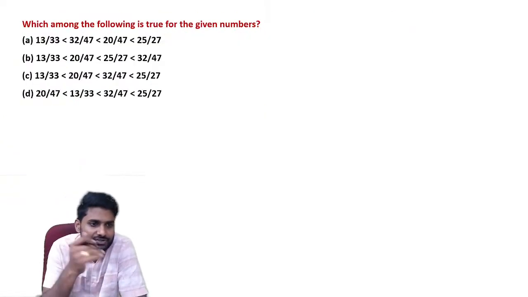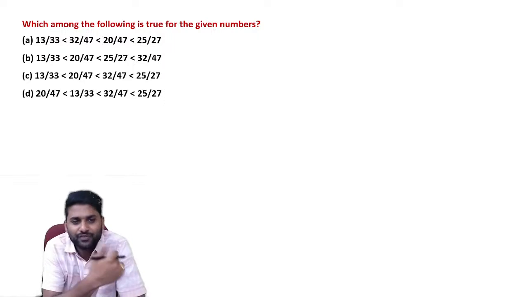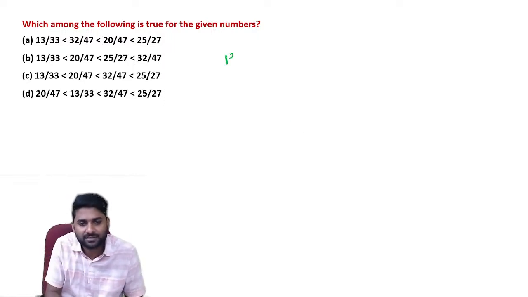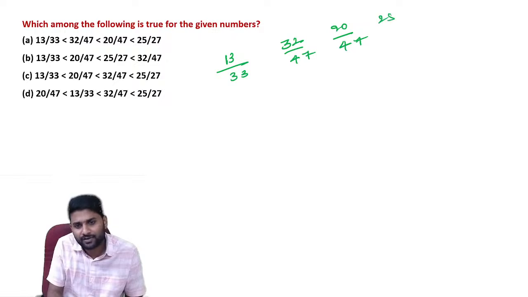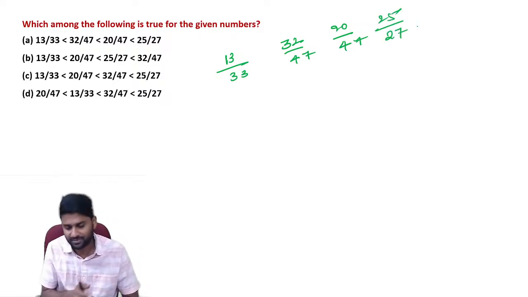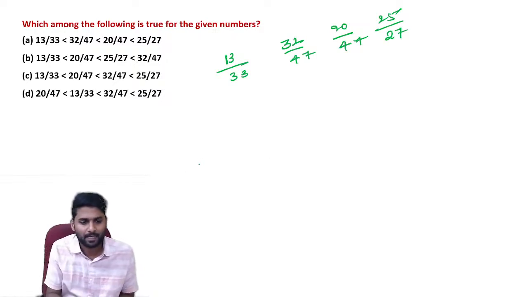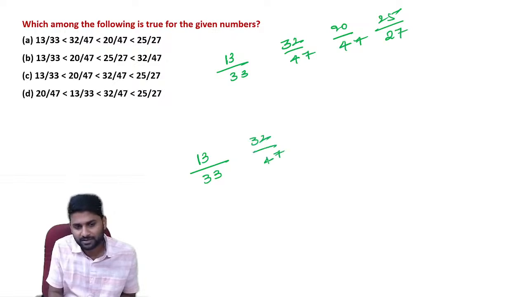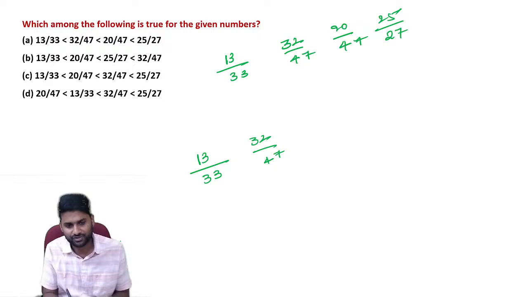Next. Now tell me which of the following is true for the given numbers. Here the numbers are 13 by 33, 32 by 47, 20 by 47, and 25 by 27. So we have to arrange the sequence out of these four options. Okay, we'll figure it out, guys. 13 by 33, let's compare with 32 by 47. Which one is the smallest one?